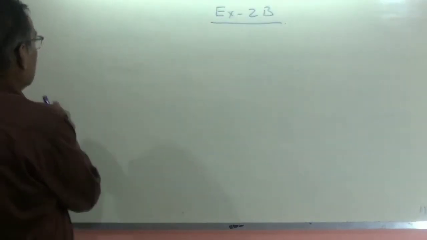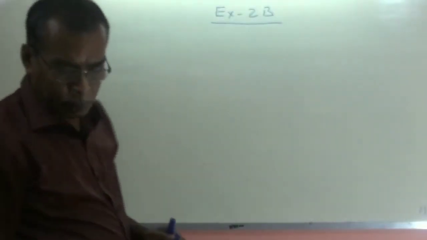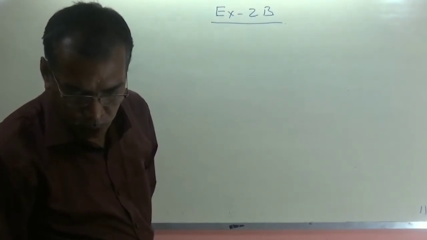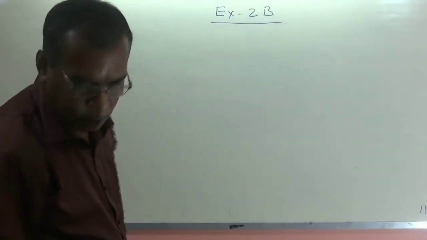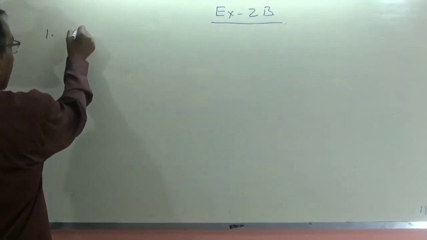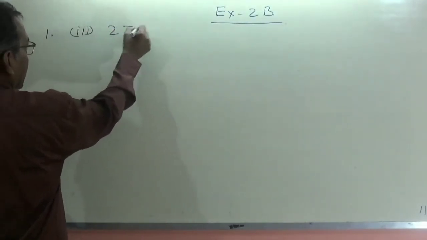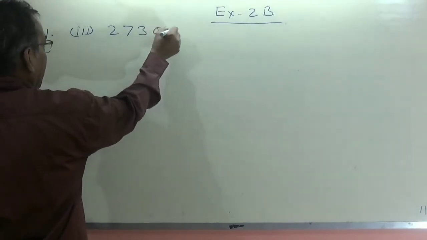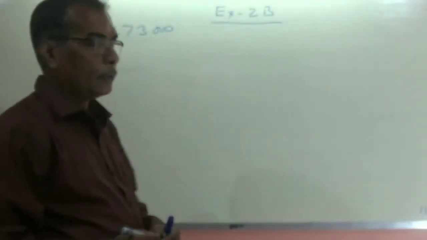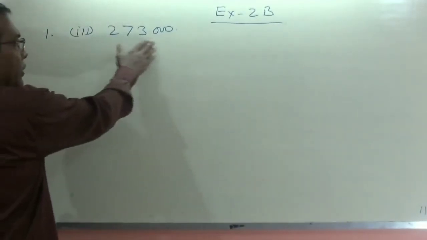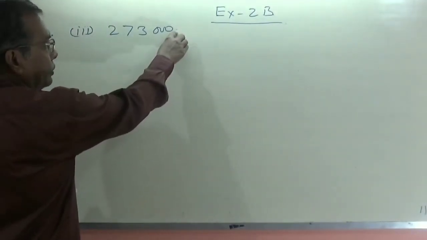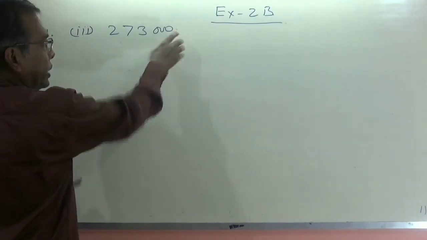Question number 1, subpart third. Say suppose I am going to solve one question, 273,000. A number is there, 273 followed by 30. They are asking you to change this number into standard form. Can you guess where the decimal is here? The decimal point is here.